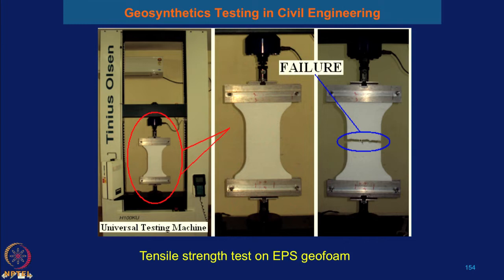After the test, you can see there is a failure of the EPS geofoam. It failed at the center of the sample. It should not fail at the edge or near the clamping. So, you can discard that sample, prepare another sample and perform the test again, because the sample should generally fail at the middle of the EPS geofoam material.